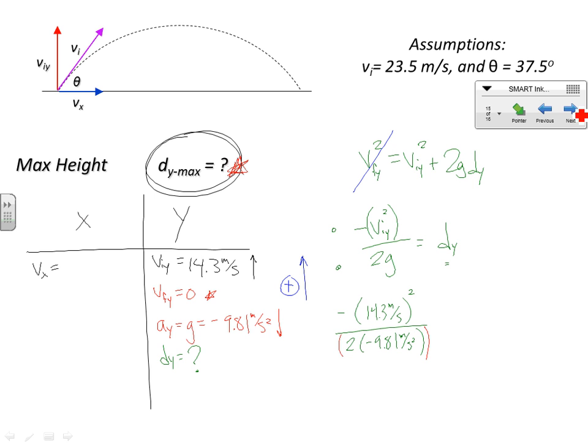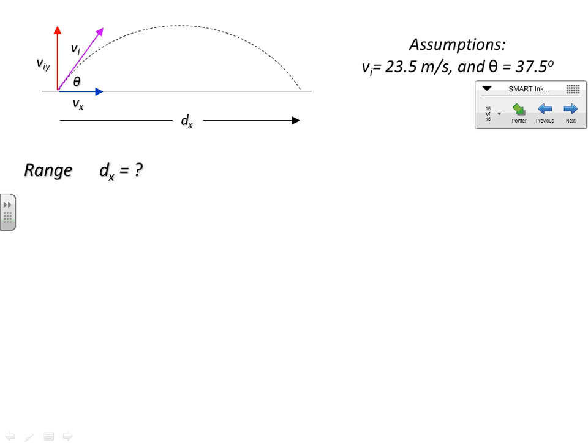14.3 squared. I'm going to say that's about 206. Let's see, 14.3 squared, 204 and a half, not bad. Divided by 2 times 9.81 equals 10.42. Call it 10.4 meters. Okay? That one's kind of the easiest one, I think. Well, you're going to say the next one's easy. We want to find dx.